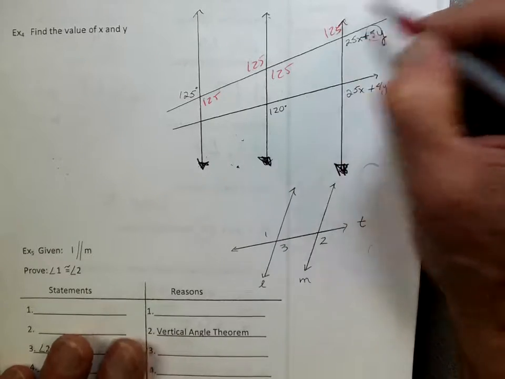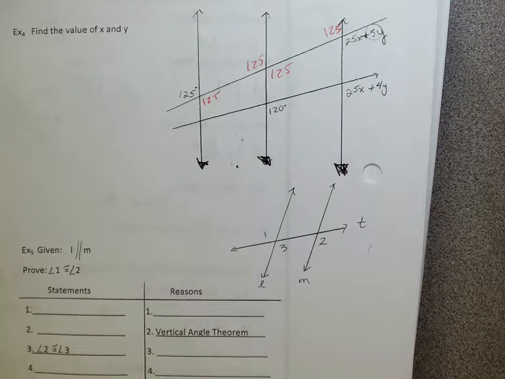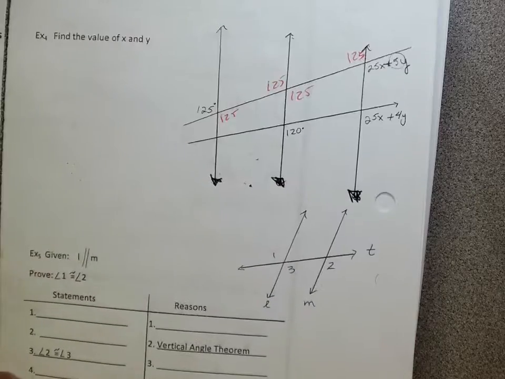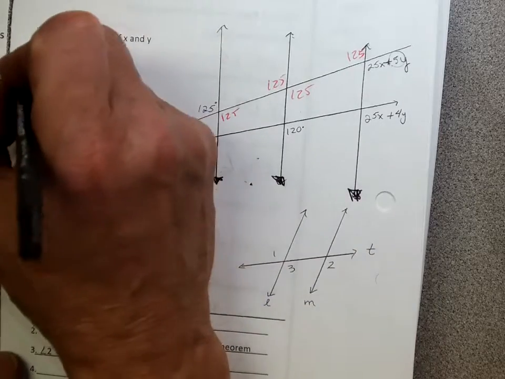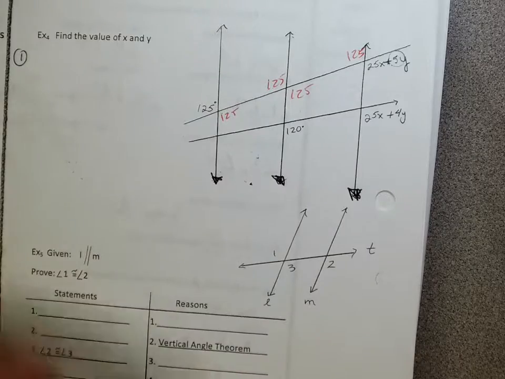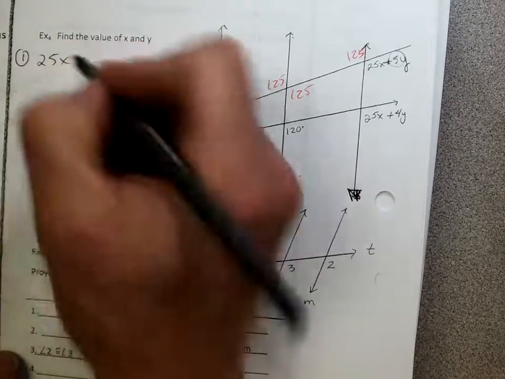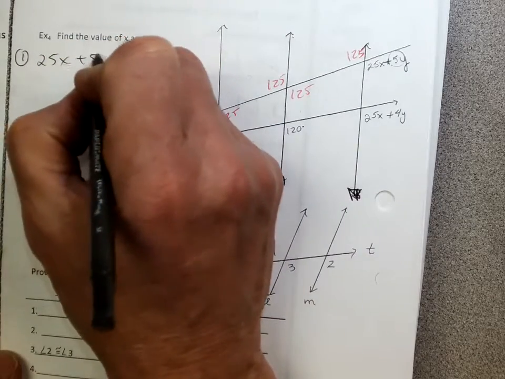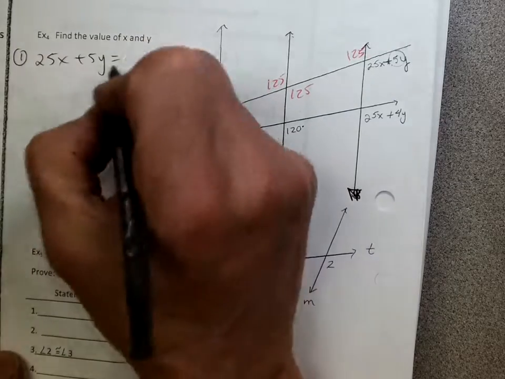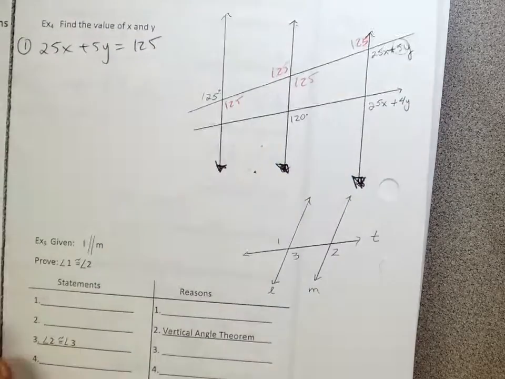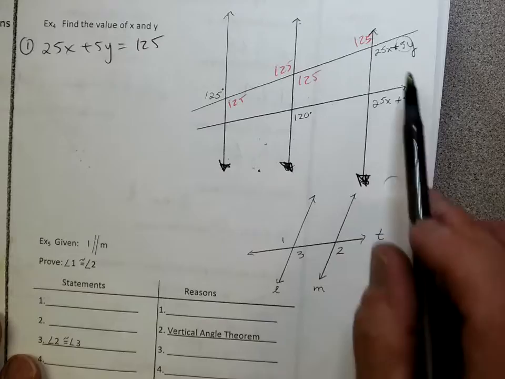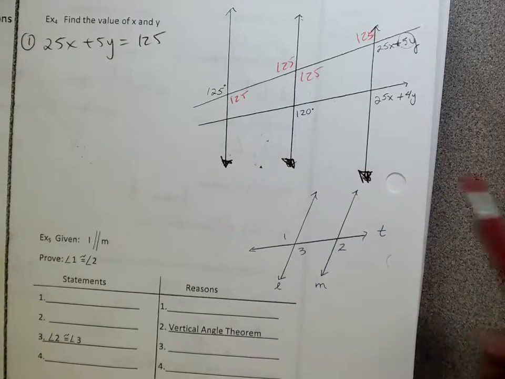So I know that 25x plus 5y equals 125. I'm going to start right there. So equation 1 is going to be 25x plus 5y equals 125, okay? Yeah, it's a 5y.